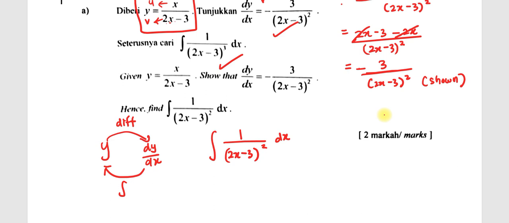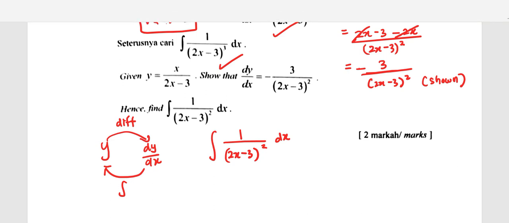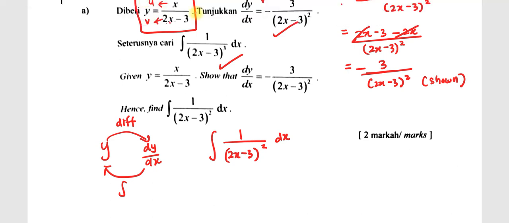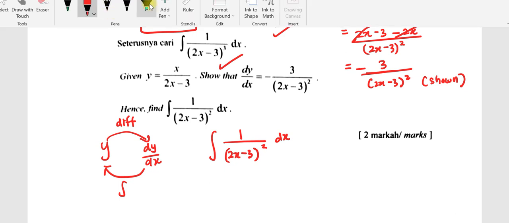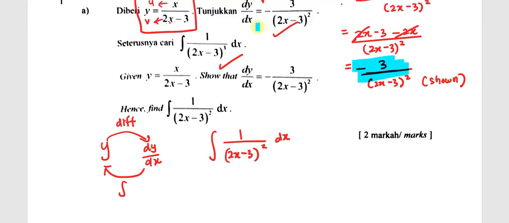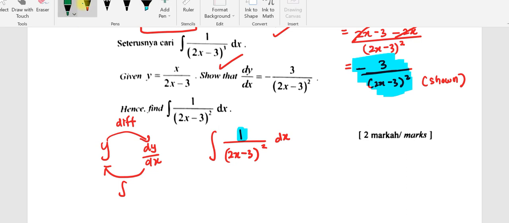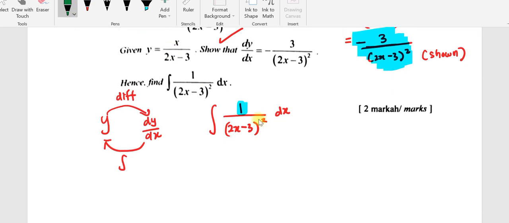But we don't have something like this. Take note, we only have this, correct or not? But this one is 1, and this one is negative 3. So it's not the same, right? So can I just change the question? Don't change the question. You are not allowed to do that. But you can change the form of the question.